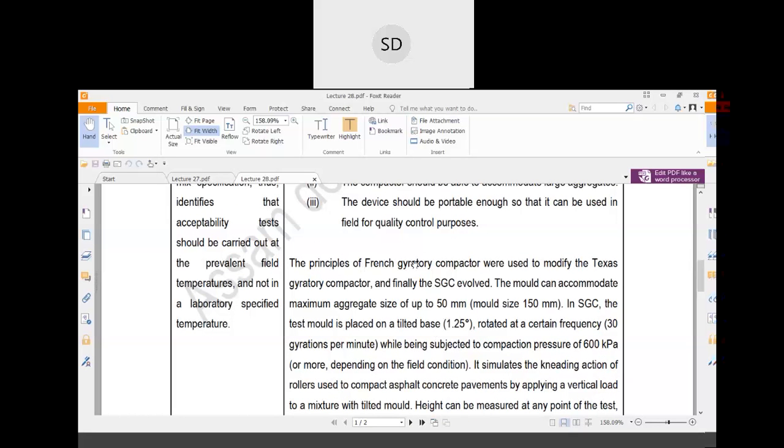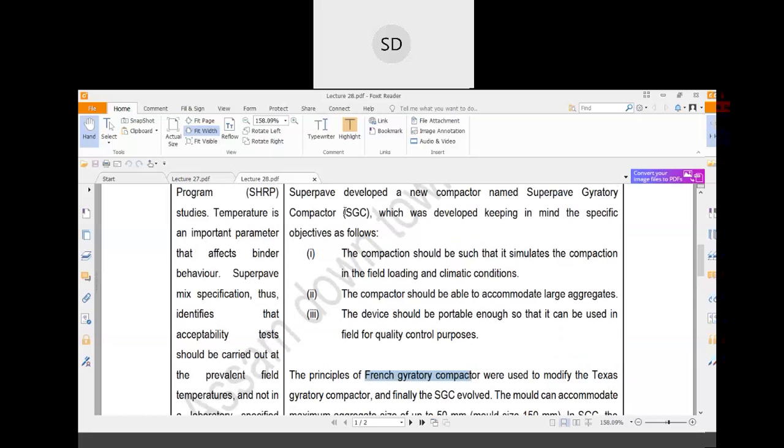Now, the principles of gyratory compactor were used to modify the Texas gyratory compactor, and finally the SGC evolved. So basically, there were different types of gyratory compactors, like the French gyratory compactor and the Texas gyratory compactor. If you want to know the basics of these gyratory compactors, just write down the terms and check it on the net. And using these two gyratory compactors, and by enhancing their properties, finally the SGC or Super-pave gyratory compactor has been developed.